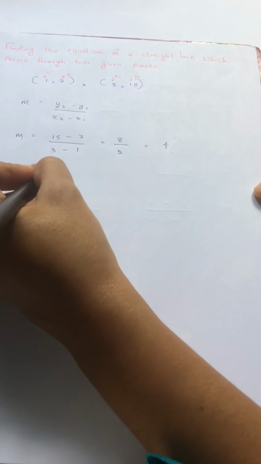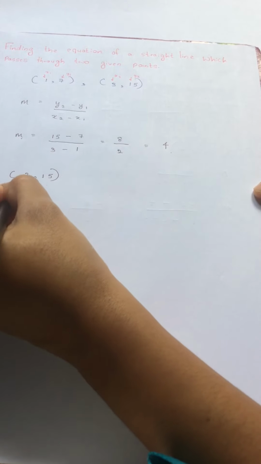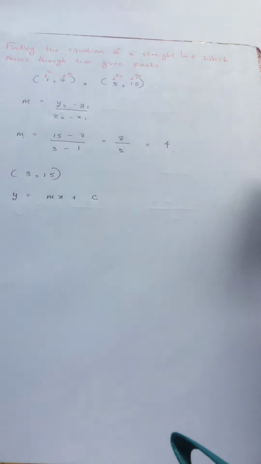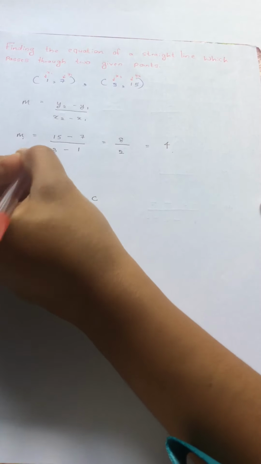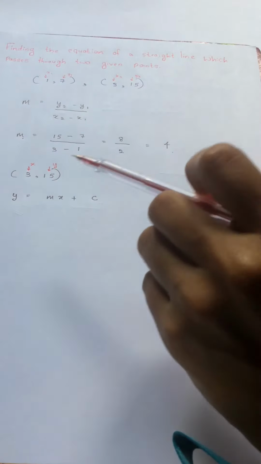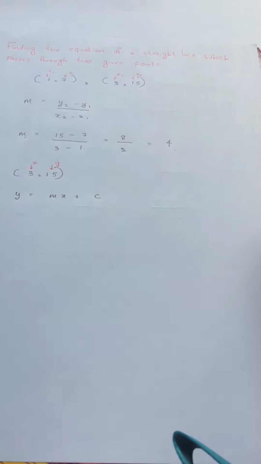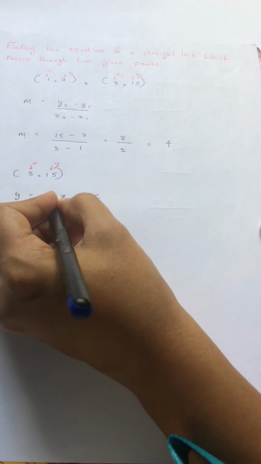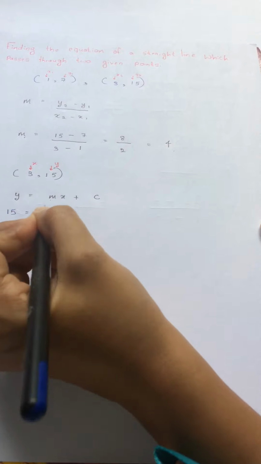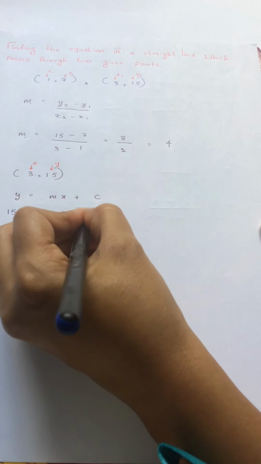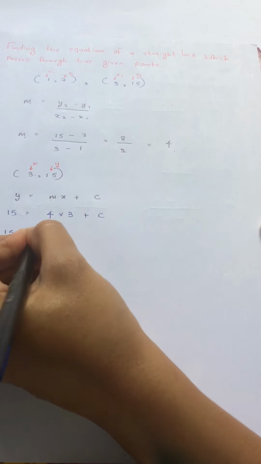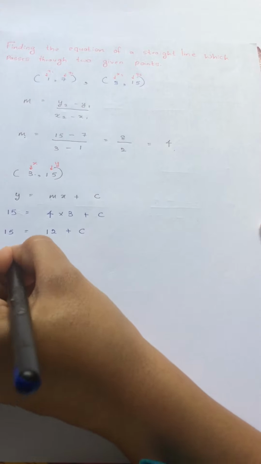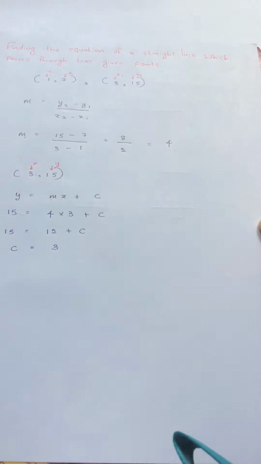If I take the point (3, 15), I can substitute the values for this formula y equals mx plus c, where the value of x is 3 and the value of y is 15 because this point is on the graph. Now I am going to substitute the values. y is equal to 15. Earlier we found m is equal to 4. Therefore 4 times 3 plus c. 15 equals 12 plus c. When you subtract 12 from both the sides, you will get c is equal to 3.